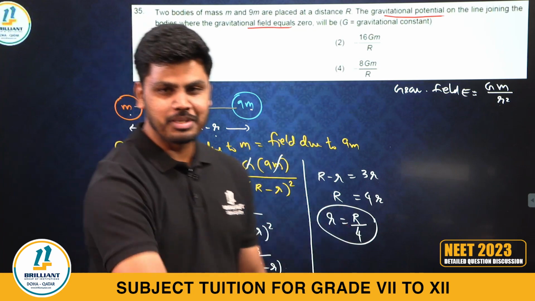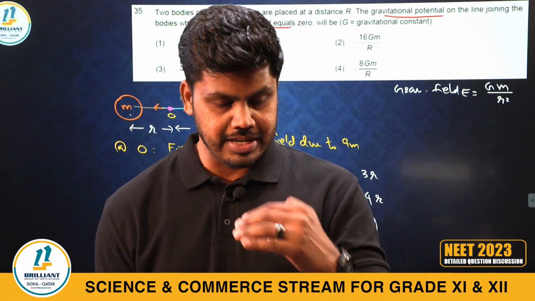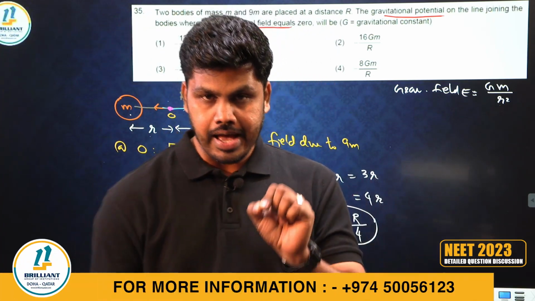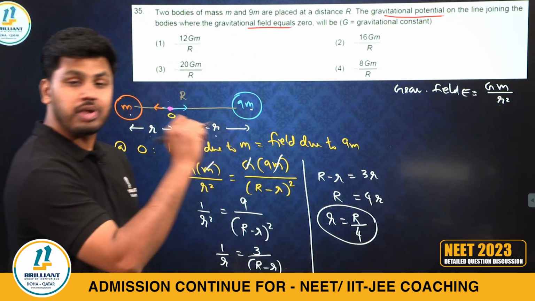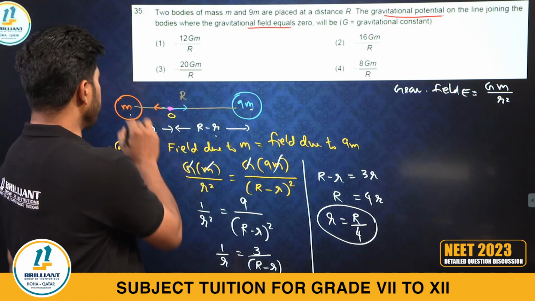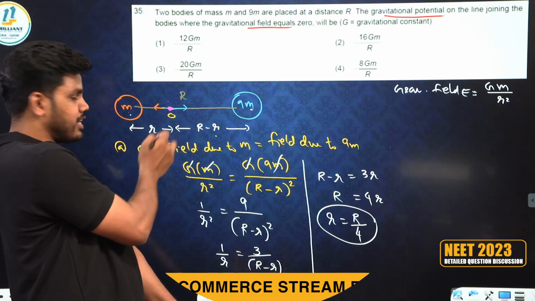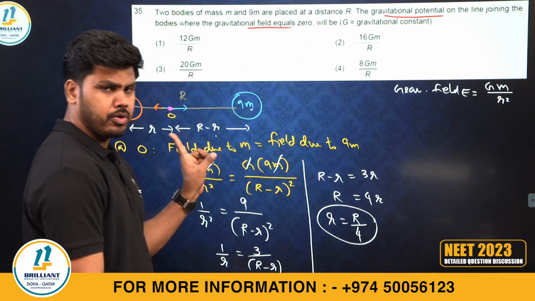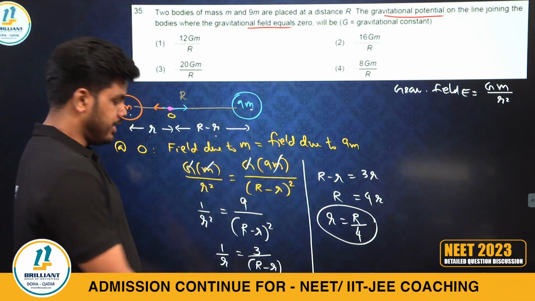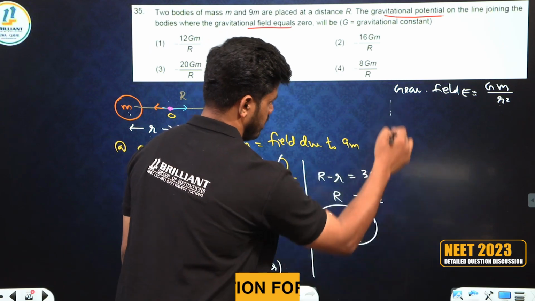Yes, we located the point where the gravitational field is going to be 0: at a distance R by 4, one-fourth of the total distance. From which mass? That is very important. From the small mass, because we have taken small r as the distance from m. m and 9m are the two masses, and the distance from m is taken as r.